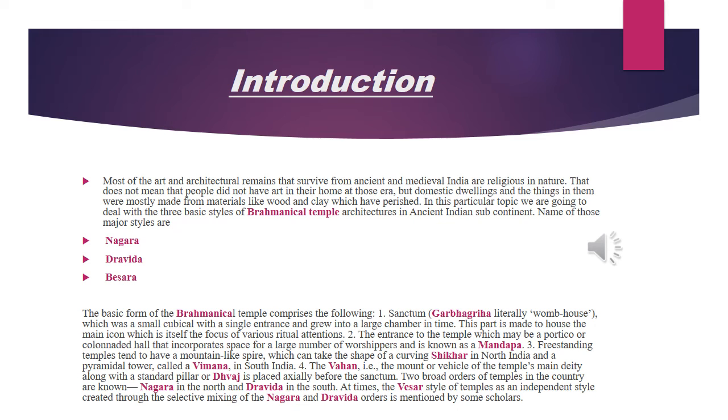The second most important part is the entrance to the temple. The third one is the Mandapam. The fourth one is the elevation part, which is considered to be the Shikhara, the curving Shikhara in northern India, and the pyramidal tower in southern India, considered to be Vimana. The Vahana is another part, that is the mount or vehicle of the temple's main deity, along with the standard pillar or Dhvaja. So these are the basic parts you have to remember before going to the main body.